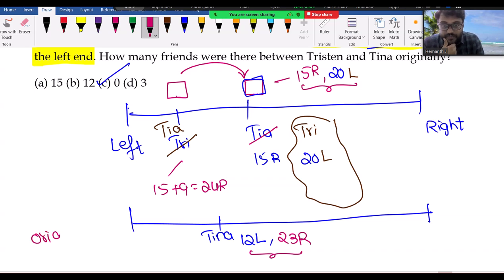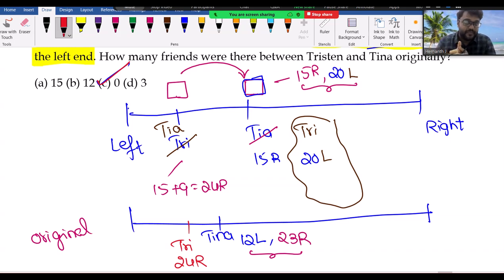Original position of Tristan is 24th from right end. Tina is 23rd from right end. There are no people in between. That's why the answer is 0.